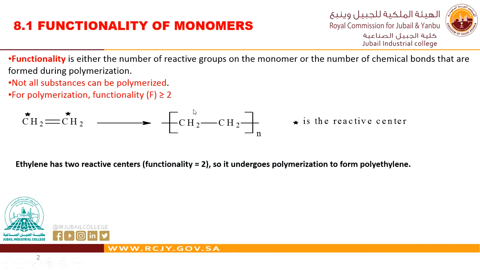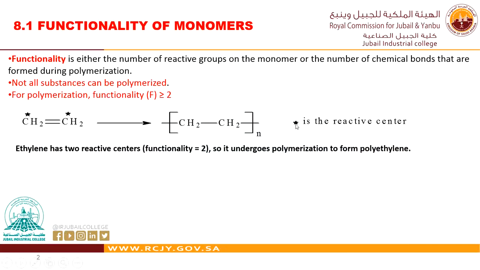Now, when we say functionality, as I said, it is the number of reactive centers. For example, if you look at ethylene, ethylene can form a bond on this carbon, it can form a bond on this carbon. So it means that the functionality of ethylene is equal to what? 2. So ethylene can combine with another ethylene monomer to form a polymer, because we said for a monomer to form a polymer, the functionality must be equal to or greater than 2. So if you have one double bond, it means that the functionality is equal to 2.